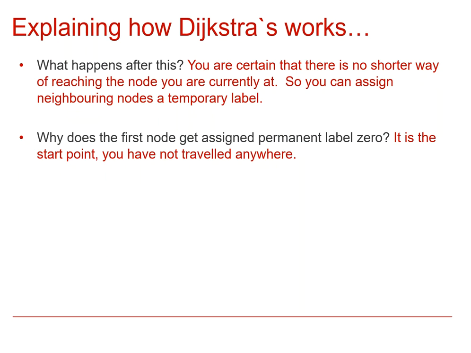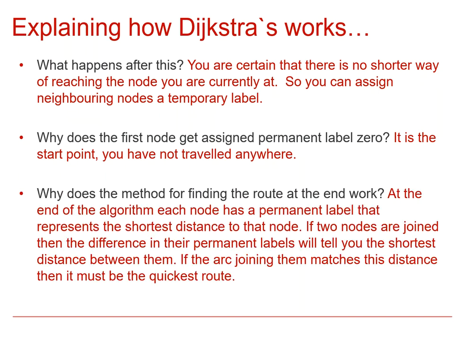We talked a little bit earlier about why the first node gets a permanent label of 0. I think that should be fairly obvious. And then when we think about how we trace back, well, again, we were just looking for something that was consistent with the numbers that were there. All right. And so once we found a route that follows that and has that total distance, that must be the shortest route because we know that that's the shortest distance.